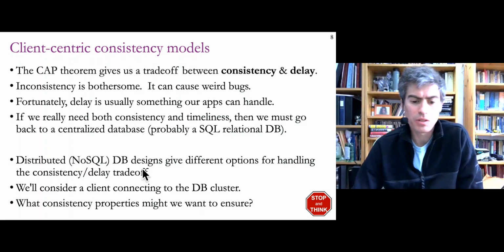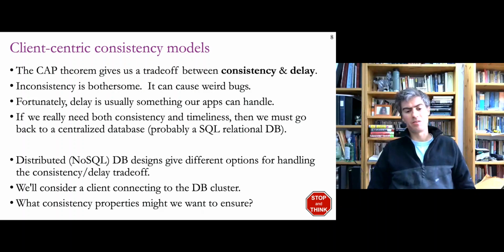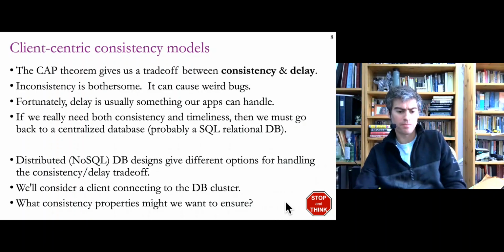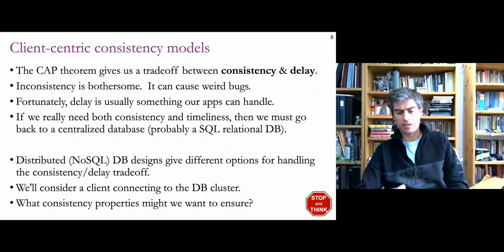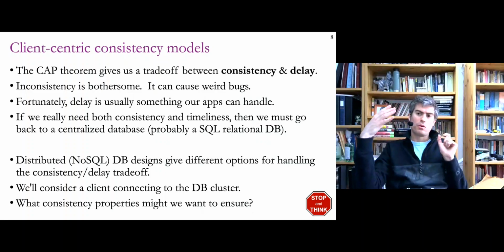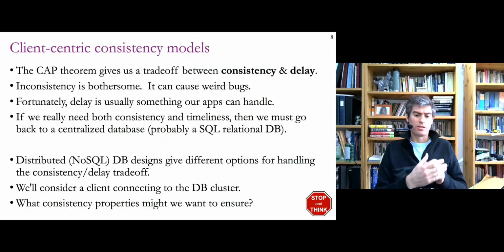All right, so distributed NoSQL database designs. There are many different designs, many different brands and types of NoSQL databases. They give slightly different options for handling this consistency and delay trade-off. We're going to look at some examples where we have a client connecting to a database cluster. So this is a client-centric view of consistency, technically, but I think it's the most important and simplest to understand. Now, I want you to stop and think about what kinds of consistency properties we might want to ensure. So we have a client connecting to a database cluster. Given what I've told you, what do you want to make sure is true for the client doing its reads and writes?